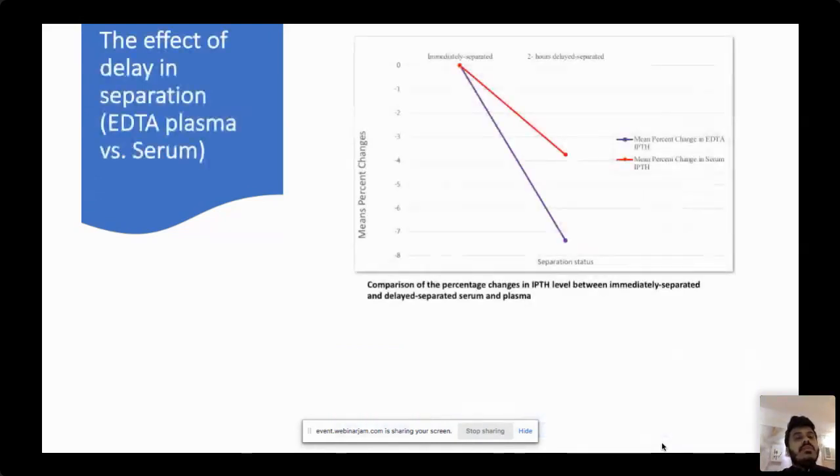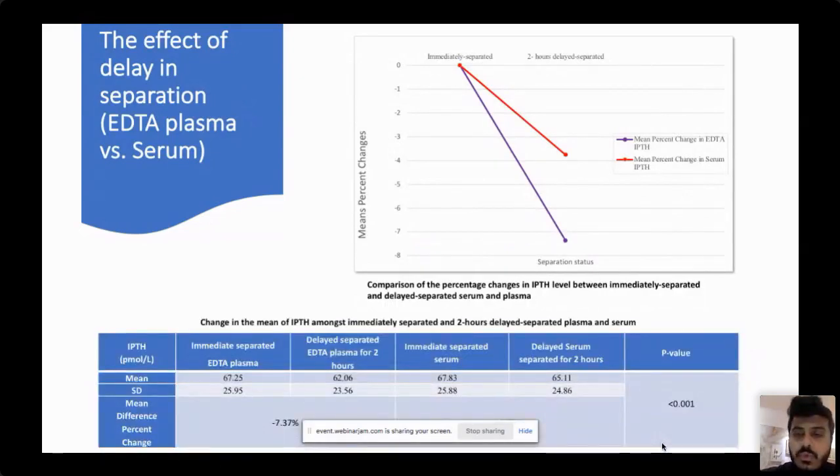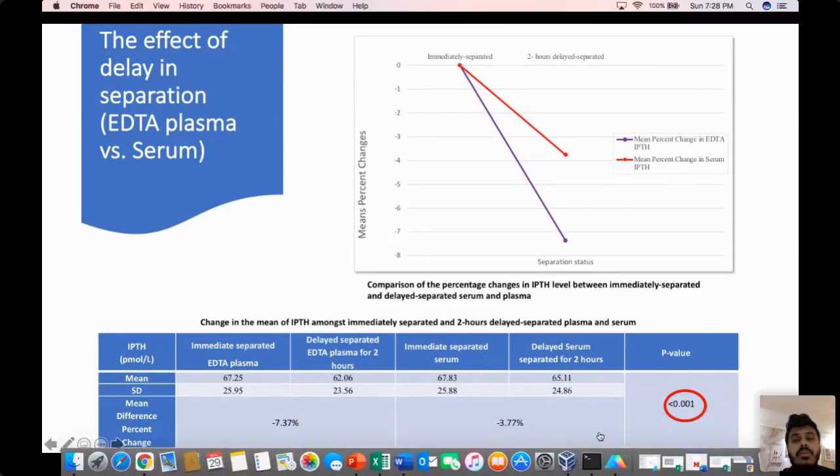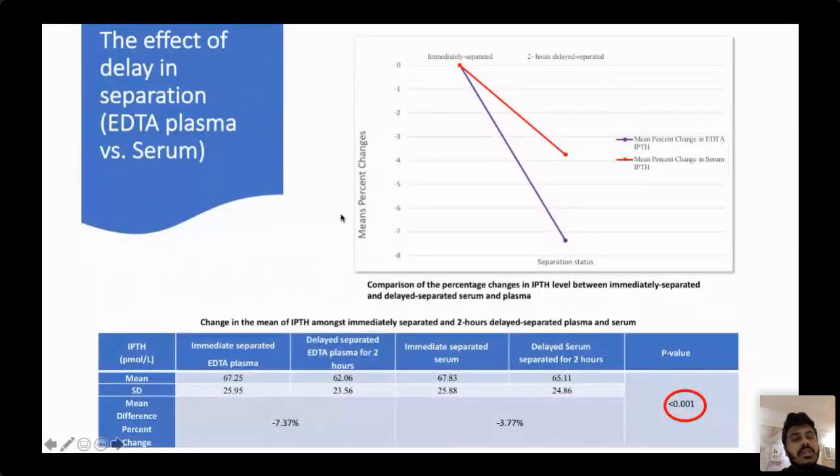To investigate the effect of the delay in the separation, a paired t-test was done to see the significance. And as you can see, there is a statistically significant difference between delayed samples when compared to immediately separated samples for both serum and plasma. But the mean difference percent change is minus 7.37 for the EDTA and minus 3.77 for the serum.